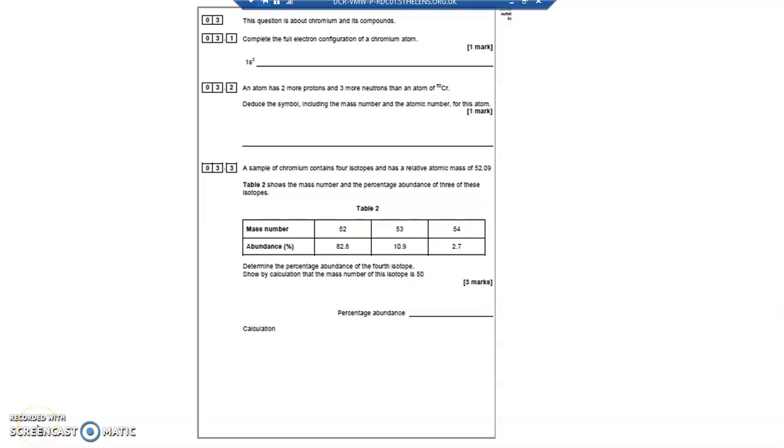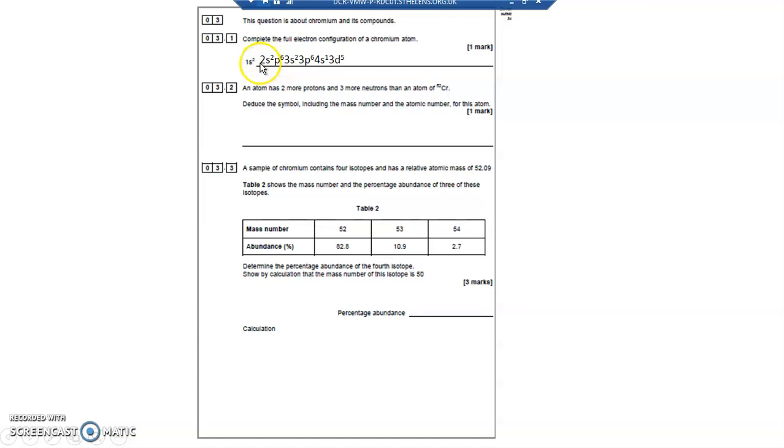Question 3. Questions about chromium and its compound. Complete the full electron configuration of a chromium atom. So first of all, you've got to find out the atomic number or the proton number of a chromium atom. And it's 24. So if you look on a periodic table, it's 24.